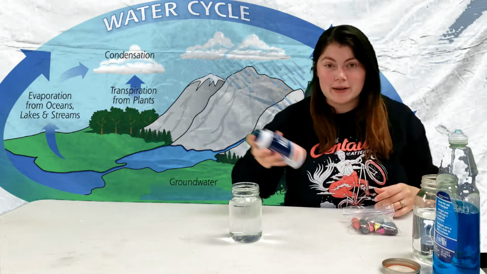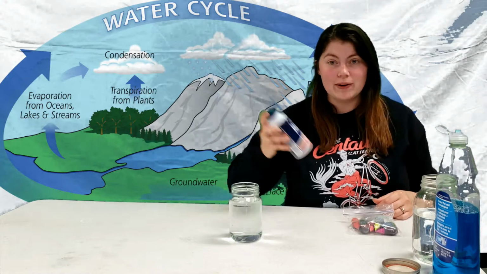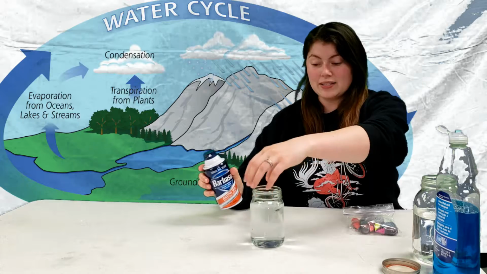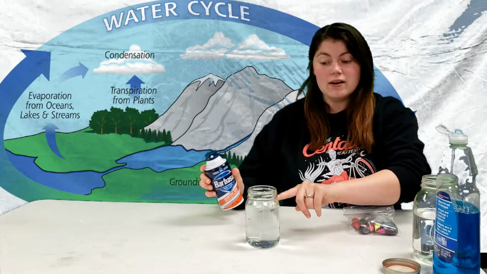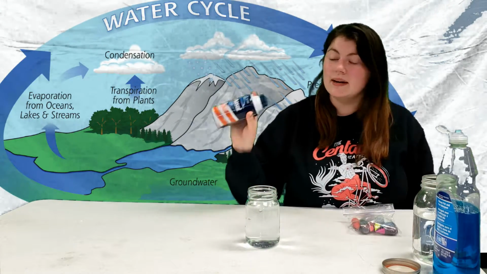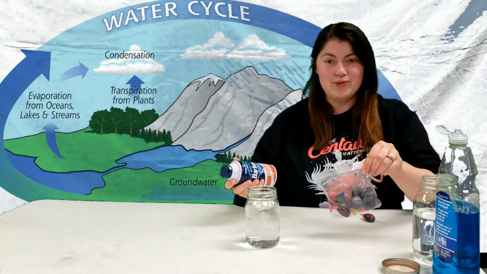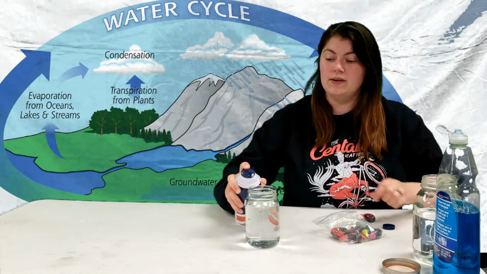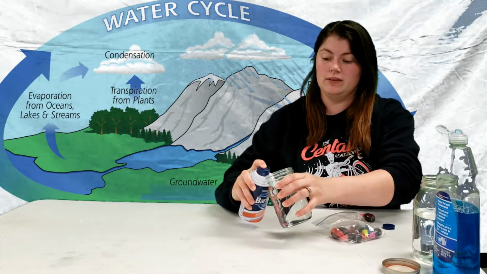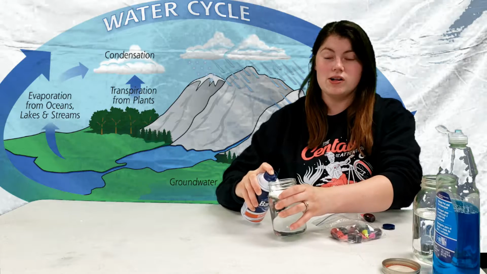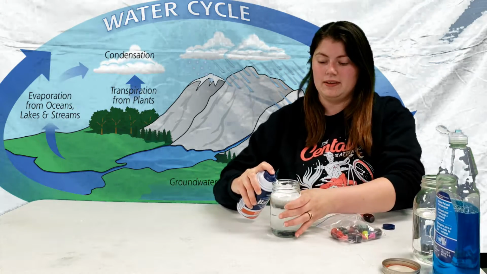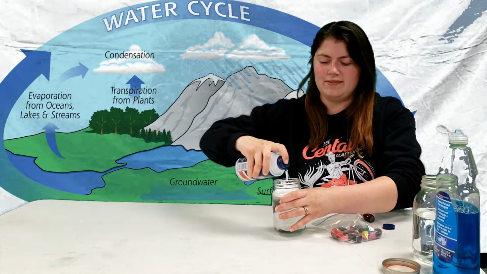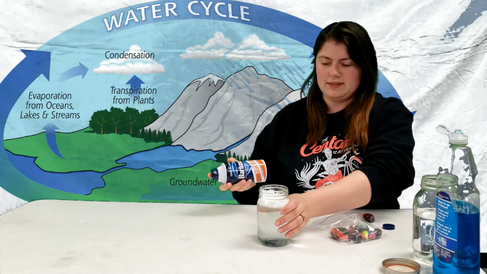So the first experiment we're going to do is we're going to make rain clouds. So you need a clear cup or glass or jar that's filled almost all the way up with water, some shaving cream, and some food coloring. So once you've shaken up your shaving cream really well, we're just going to add that to our jar. And we want to cover all over the top. Our shaving cream is not very fluffy today, so that's okay.